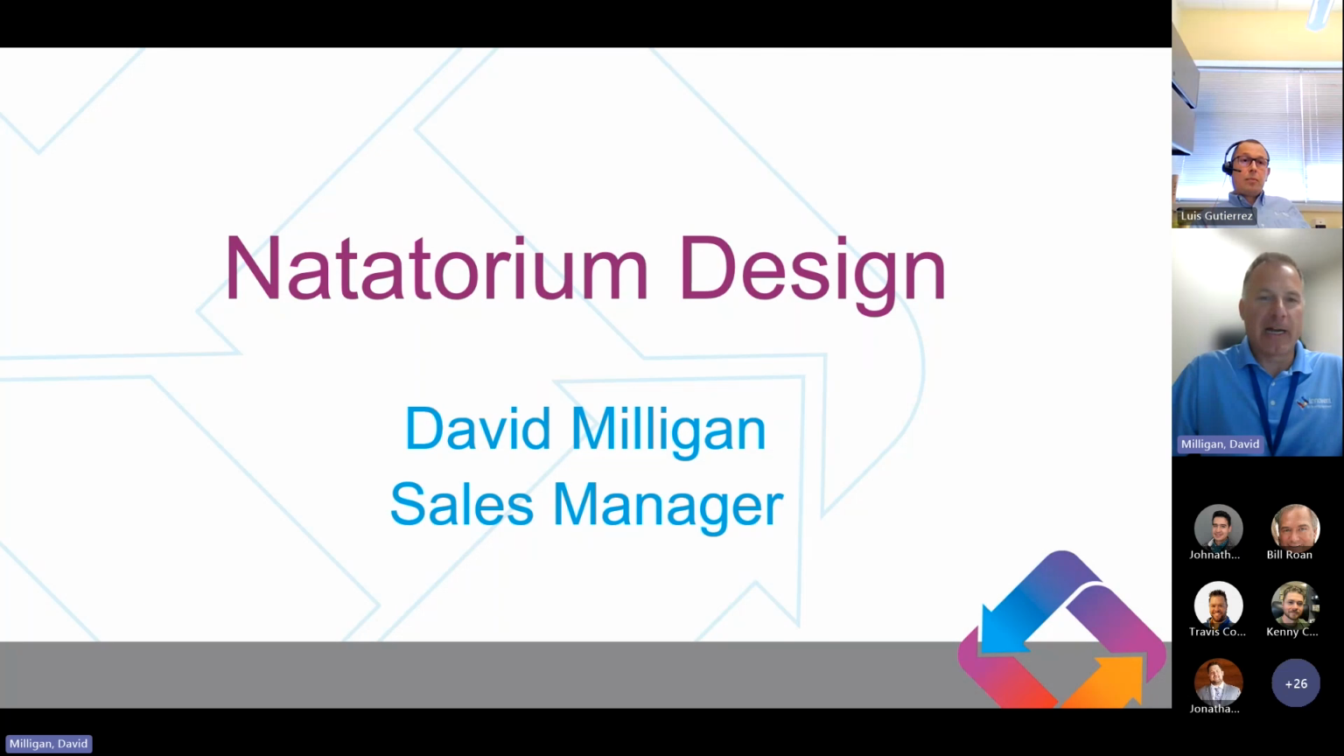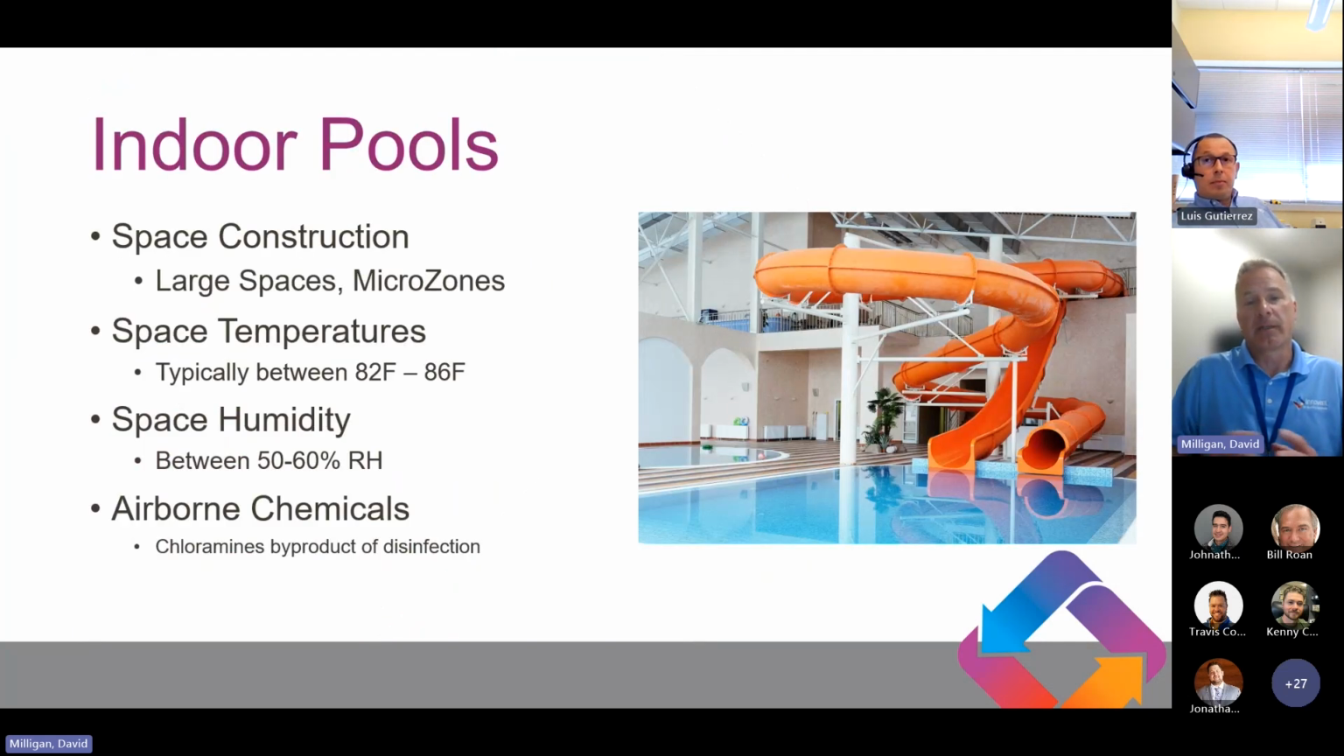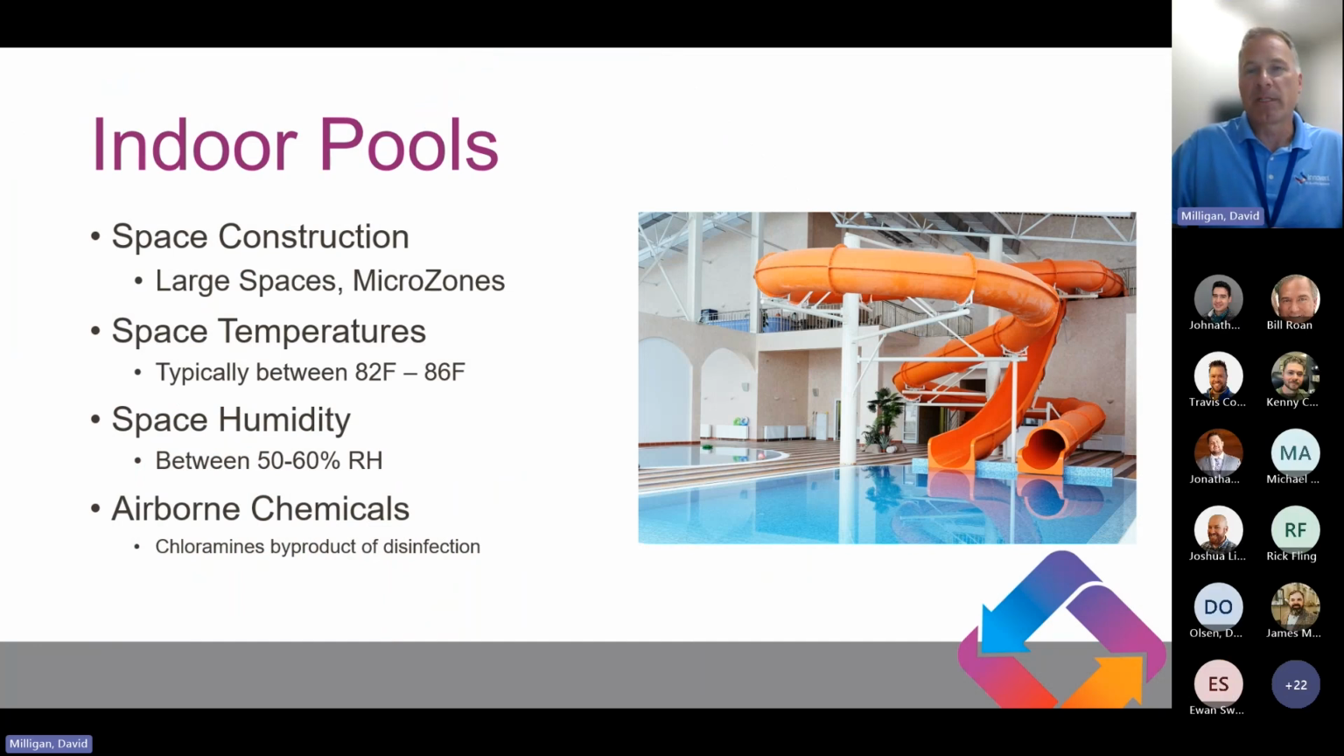One of my favorite topics is natatorium design, pool design, and really we're focusing on indoor pool spaces. And I always like to bring up the differences between an indoor pool space and maybe an office space where there's comfort cooling. There's several different characteristics between the two, and I'm just going to point out a couple main ones. First off is space construction. Generally, these are very large spaces. They also have a lot of small microclimate potentials inside of it.